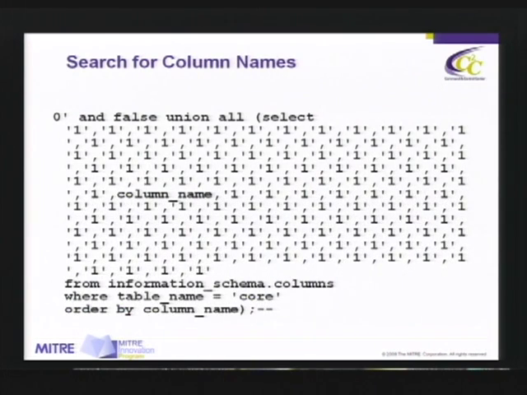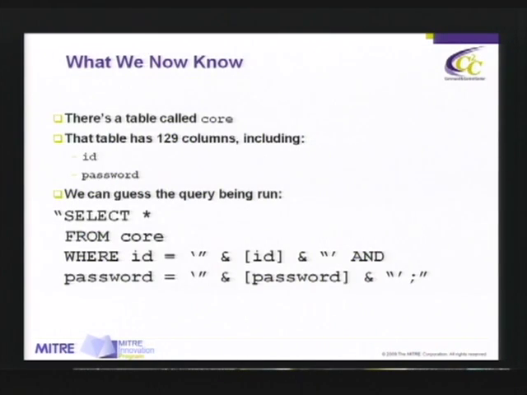Once I've done that, I can do the same thing looking at columns. So there's another system catalog that tells me the names of the columns. I pick out all of the columns for a particular table, just pulling out one at a time. What does this let me do? Well, I've learned that there is a table that's called core. That seems to be an interesting one. I've determined that that table has exactly 129 columns, which corresponds to the number of columns that I know that the web application is generating, and that there's a couple of interesting columns in there, ID and password.